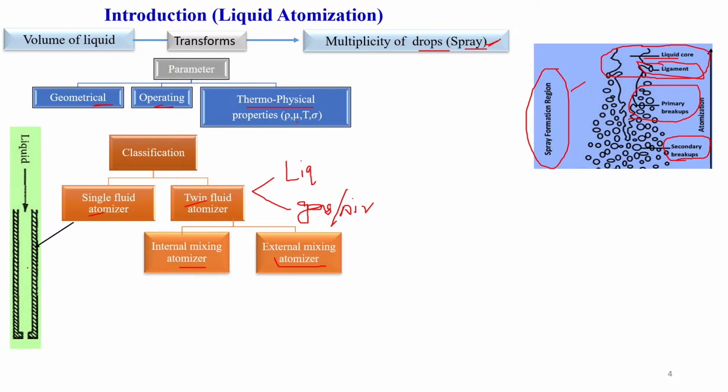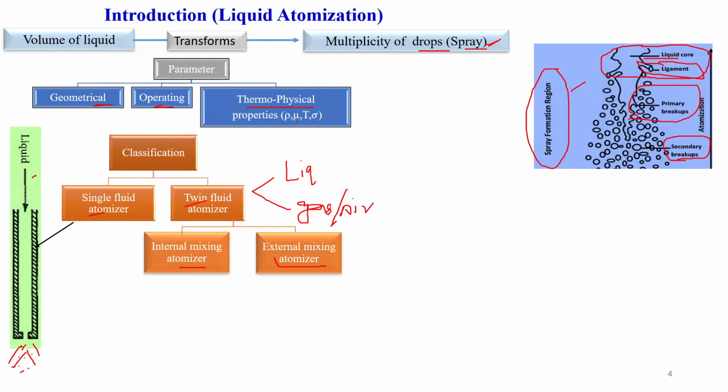So this is the schematic representation of the single fluid atomizer. Here only liquid comes in. Based on the supply pressure of the liquid, it will atomize, and the spray will come out based on the pressure.